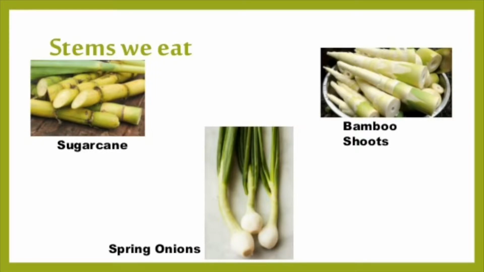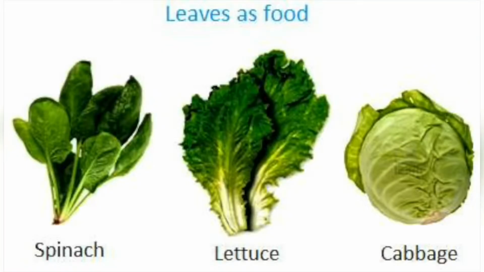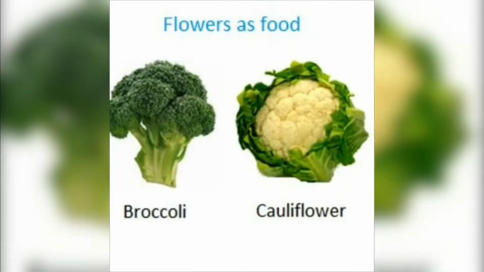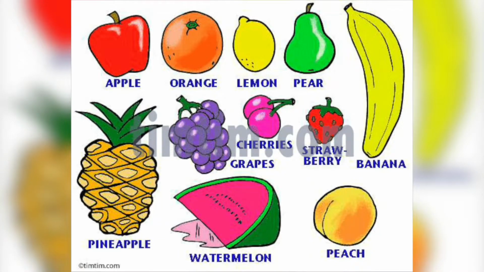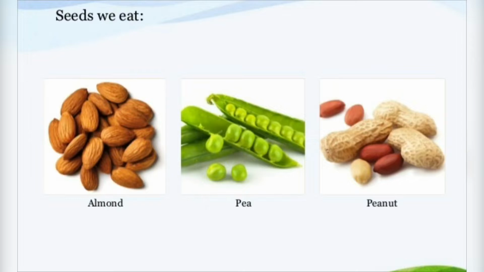Stems that we eat: sugarcane, spring onions, bamboo shoots and sweet potato also. Leaves that we eat: spinach, lettuce and cabbage. Flowers that we eat: broccoli and cauliflower. Fruits that we eat: apple, orange, lemon, pineapple, grapes, watermelon and many more. Seeds that we eat: almond, pea, peanut and many more like wheat, maize, pulses, etc.